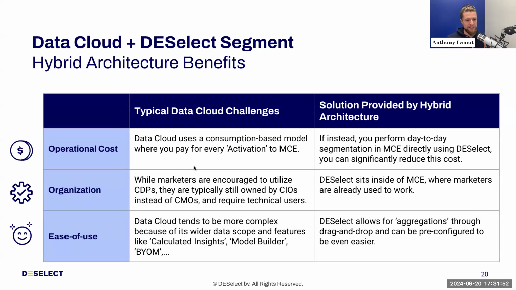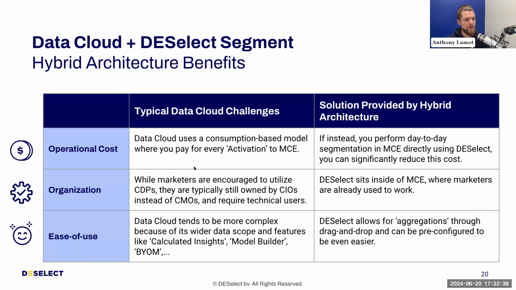And that brings us to the last one, ease of use itself. Data Cloud tends to be more complex in general because of the wider data scope and features like calculated insights, but also model builder, bring your own model. These are pretty complex, high level features. But many of these use cases that marketers would want are solved for by these, like for instance, through a feature called aggregations, allowing you to drag and drop things to do calculations like how much has a customer spent in the last 12 months. And on top of that, you can even pre-configure a lot of things, like say, if you would be joining tables together very frequently, you can save that as a template. If you use the same 20 filters every time, you can save it as a template, right? So it's really built towards enabling end user marketers. So the ease of use will be easier for them.